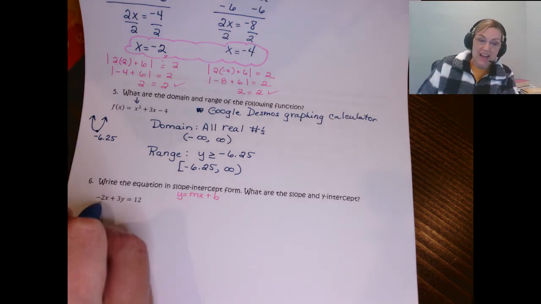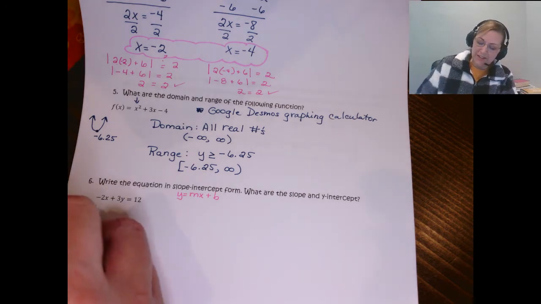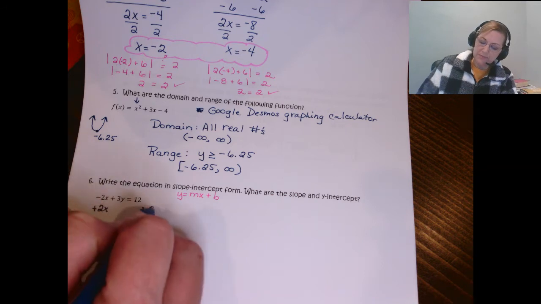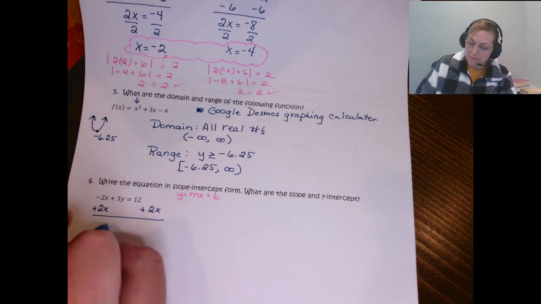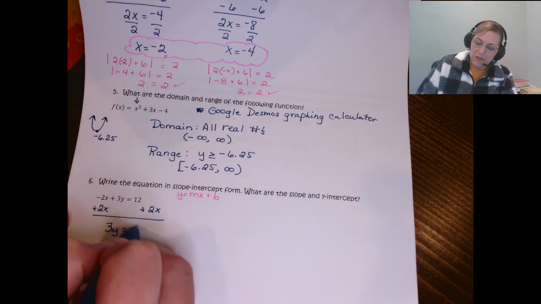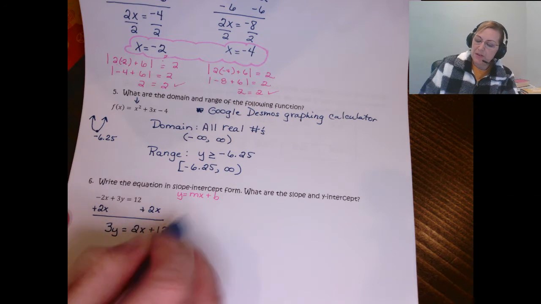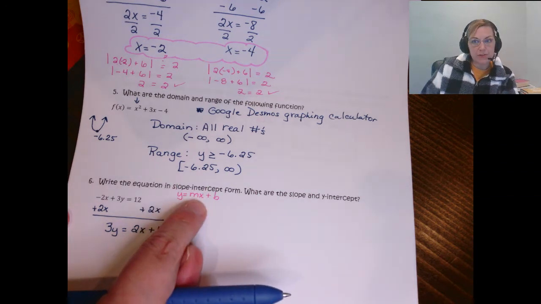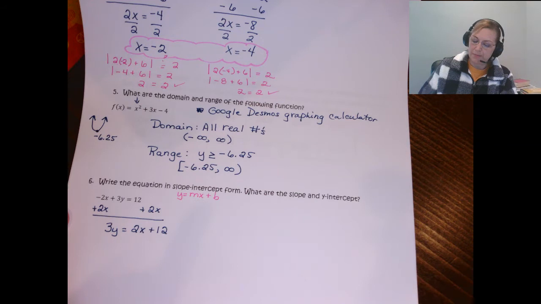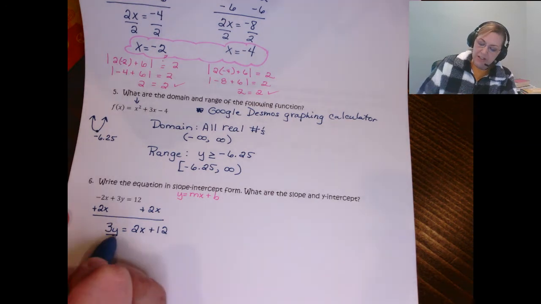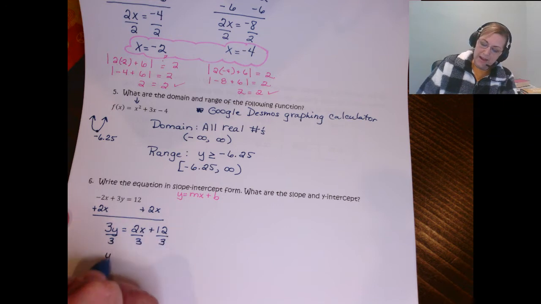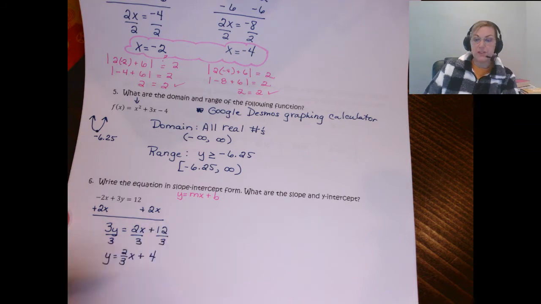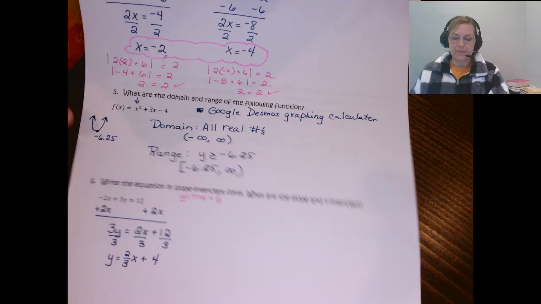Now to do that, we've got to move the x over. So I'm going to add 2x to both sides. Remember, you can't add the 12 and the 2x because they're not like terms. So I'm just going to write the 2x first, simply because I see the x term comes first here in the slope-intercept. Then I'm going to divide each term by 3 so that y equals 2/3 x plus, and then 12 divided by 3 will be 4.